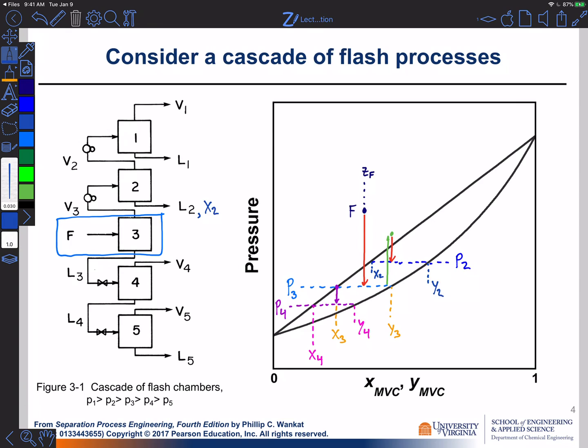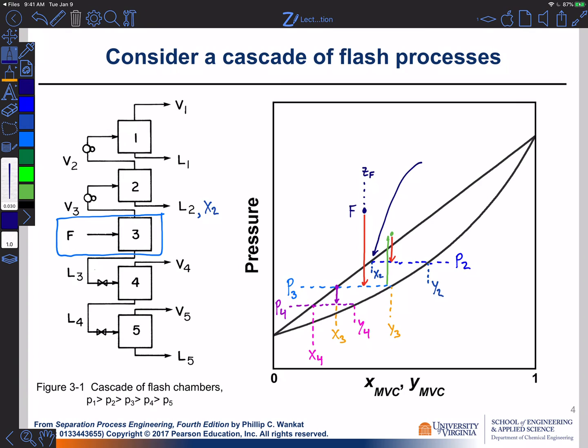And it turns out that X2 actually could have a composition that's pretty close to ZF. We see here when we take the V3 vapor and compress it up and drop it back down, the point that we've sketched in for X2 comes back and gets a little bit closer to the composition of the feed, or ZF. And so in some ways, the L2 liquid coming off of stage 2 has a composition that is somewhat close to the feed composition going into stage 3.